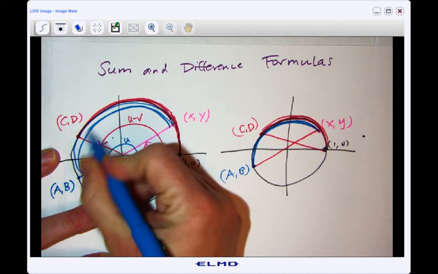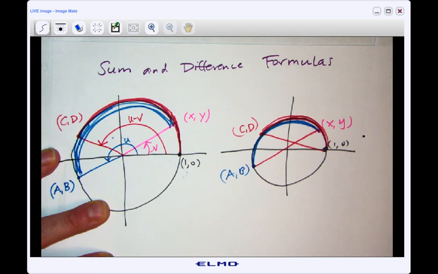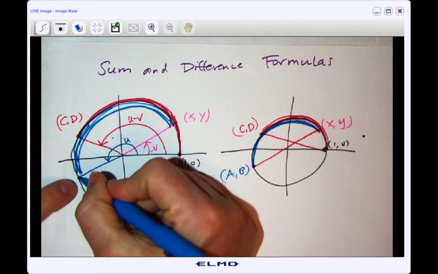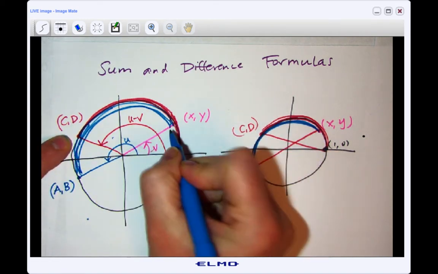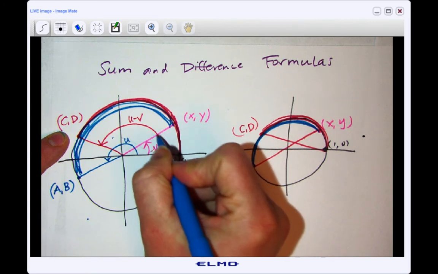So I'm just making it nice and thick so you can see, but obviously I'm talking about that arc there. Okay, that one, if we went all the way from here to here, we agree that it would be U, right? Because that's angle U. But I didn't go all the way from the beginning. I cut out this little V piece.